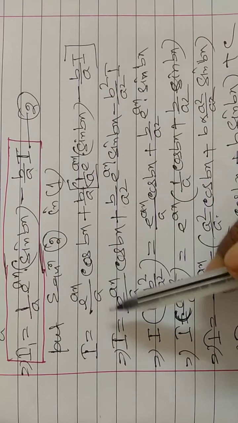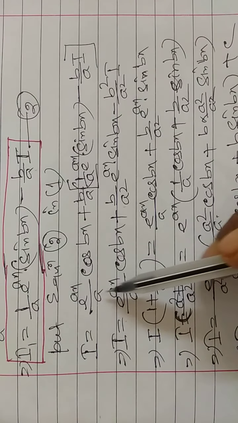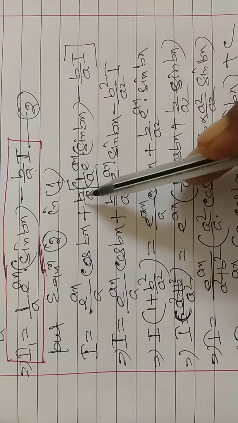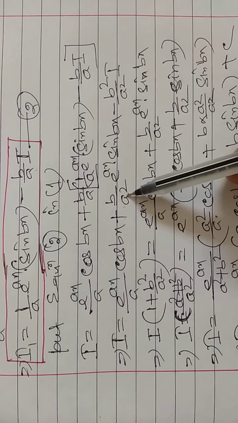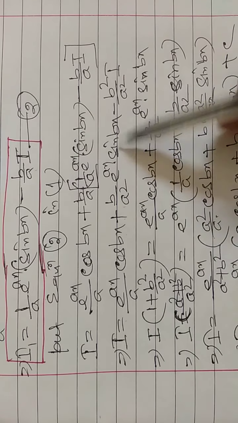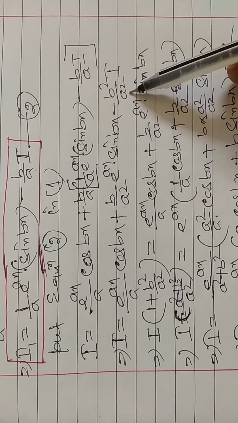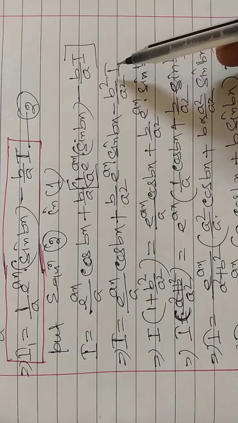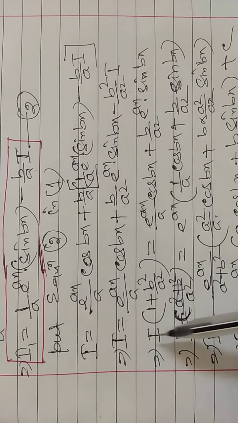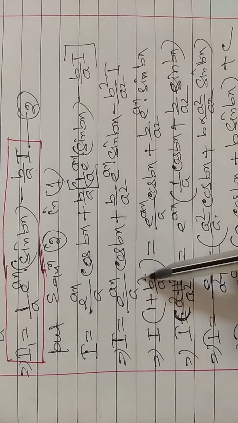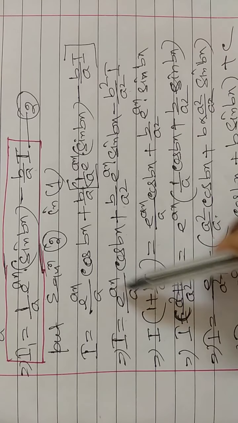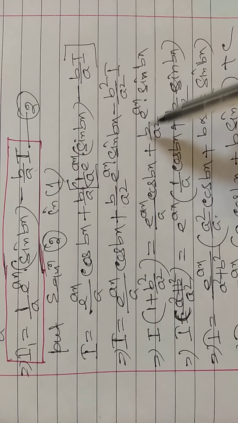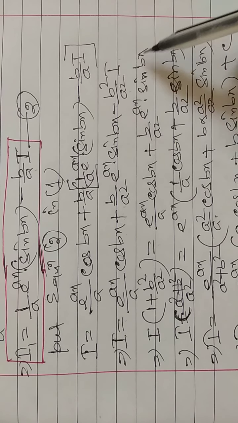Now solving this, I is equal to e to the power x by a into cos bx, plus here b by a into 1 by a, that is b by a square, into e to the power x sin bx, minus here b square by a square into I. So taking it to the left side, we have I into 1 plus b square by a square is equal to e to the power x by a into cos bx plus b by a square e to the power x sin bx.